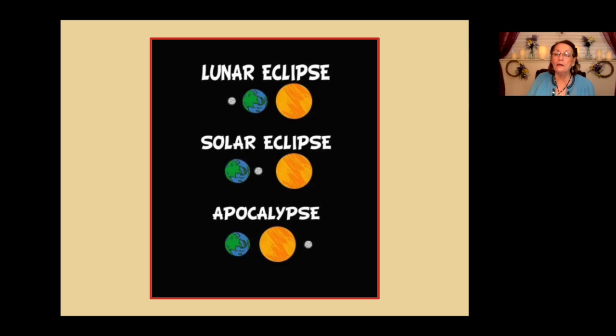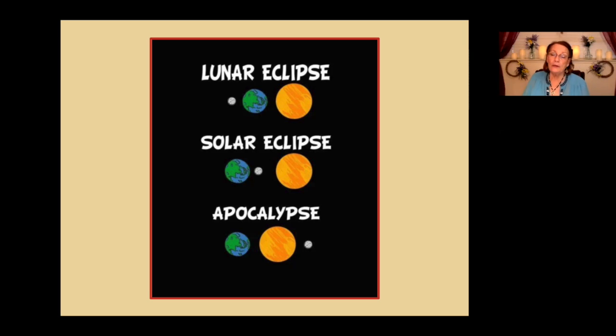But a lunar eclipse, like we're having tonight, is when the Earth passes between the sun and the moon, and therefore the moon is in the shadow of the Earth. It's eclipsed by the Earth.